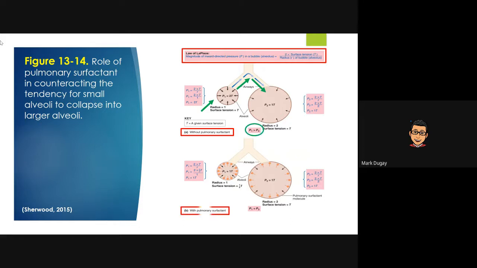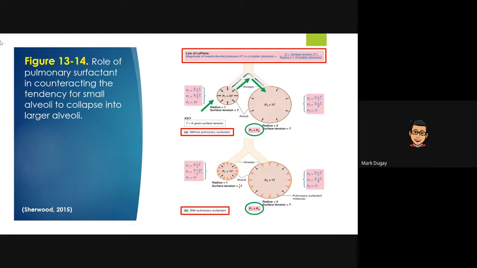Whereas with pulmonary surfactant, it reduces the surface tension of a smaller alveolus more than that of a larger alveolus. This reduction in surface tension offsets the effect of the smaller radius in determining the inward directed pressure. Consequently, the collapsing pressures of the small and large alveoli are comparable. Therefore, in the presence of pulmonary surfactant, a small alveolus does not collapse and empty its air into the larger alveolus.